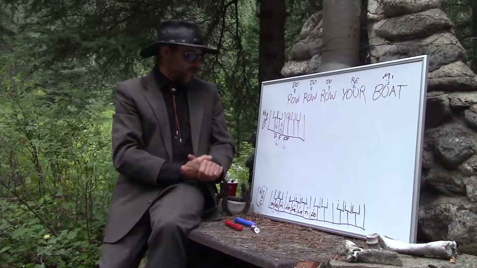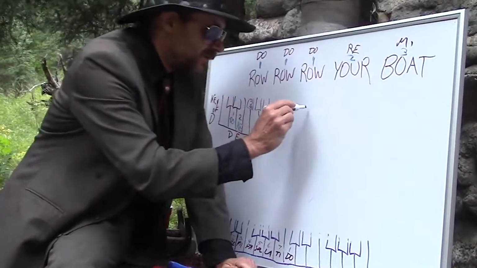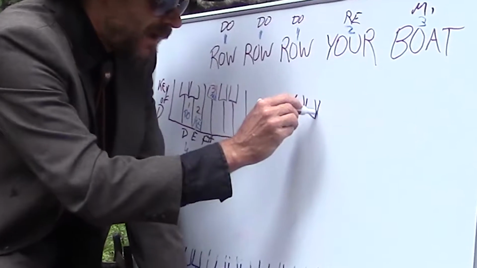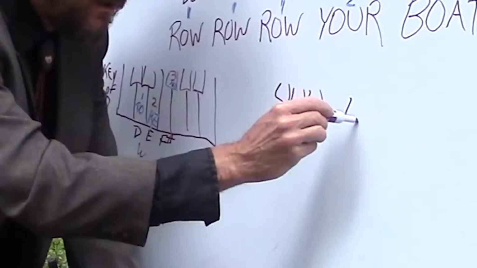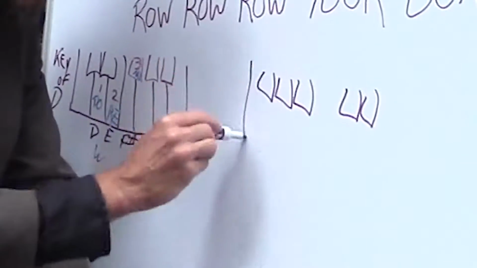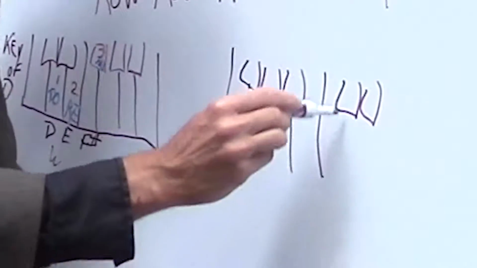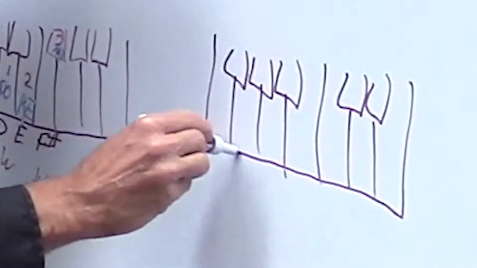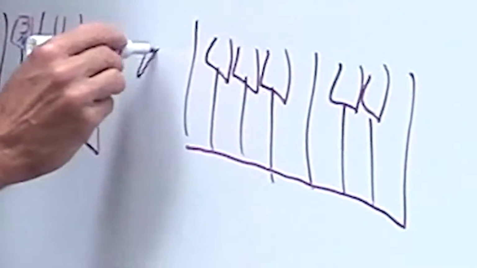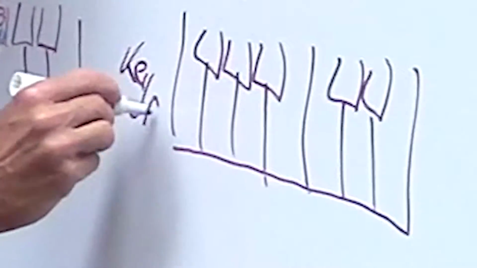Let's say we wanted to start in the key of G. Well, let's make 3 black keys here and 2 black keys there, so that we can be in the key of G. And what does that mean? That means we're going to find a G and put do there.